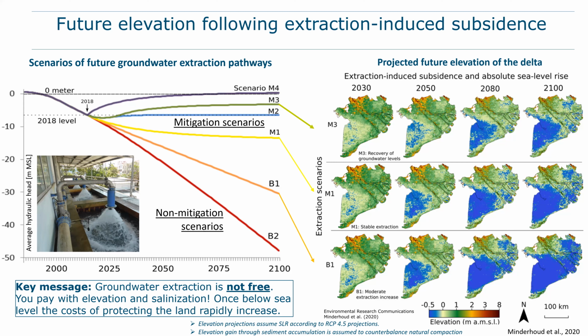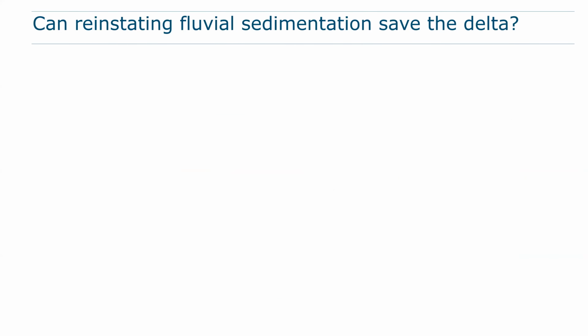So let's talk a bit on the option, can we reinstate fluvial sedimentation to save the delta? There's more and more talk about, let's say, reinstating sedimentation, allowing flooding of the delta to bring back sediments onto the delta. And this makes a lot of sense because this is the natural, let's say, way a healthy delta functions.